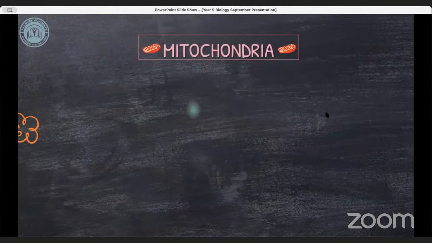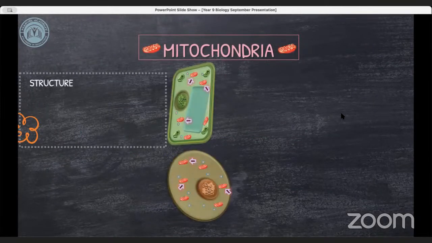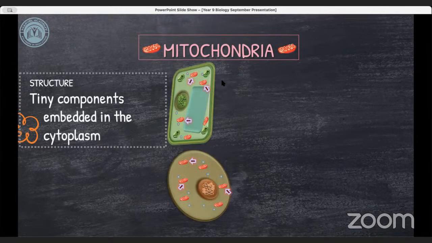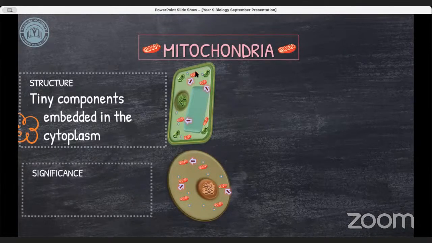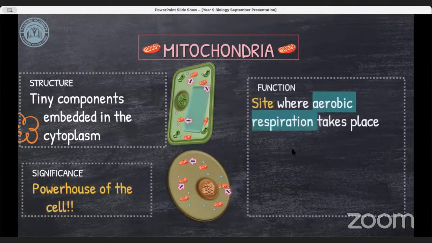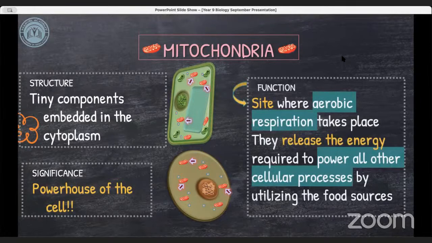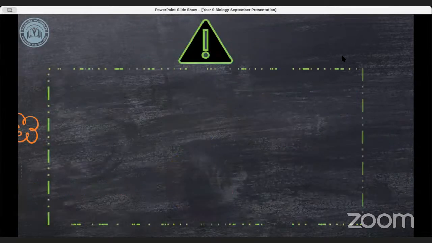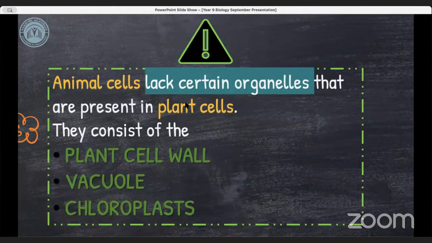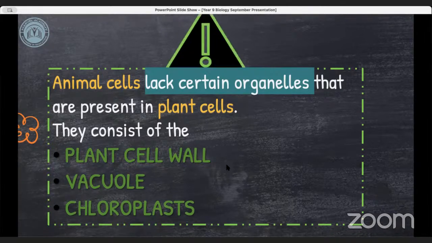And then mitochondria. Mitochondria, children, is the energy powerhouse. It can be anywhere in the cytoplasm. It produces energy. How does it produce energy? By aerobic respiration. So we learned, children, that animal cells lack some organelles that plant cells have, such as the vacuole and chloroplast. So these parts now we will learn.